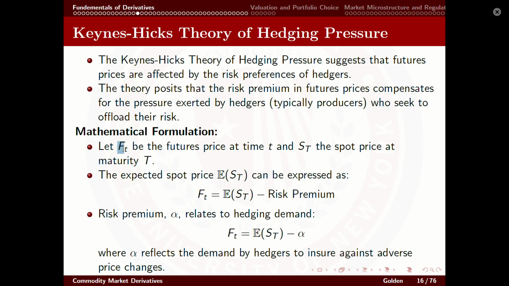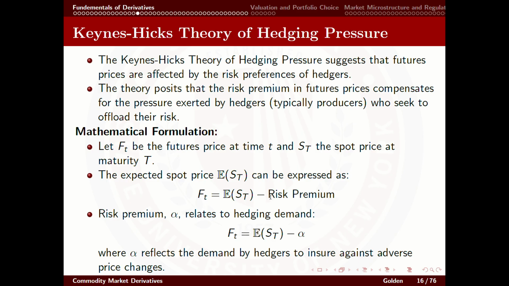So this is the price today, and this is the spot price at the maturity of the future price. The expected spot price, the expected price at some time in the future, can be expressed as F of T is the expected spot price, so this is the expected price minus the risk premium. This is why the spot price is usually higher. The expected spot price is usually higher than the futures price because hedgers are more exposed and want to get rid of it, and speculators are providing this to the hedgers.